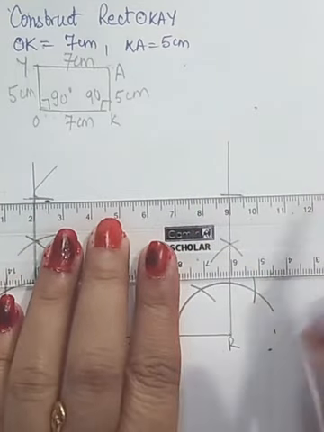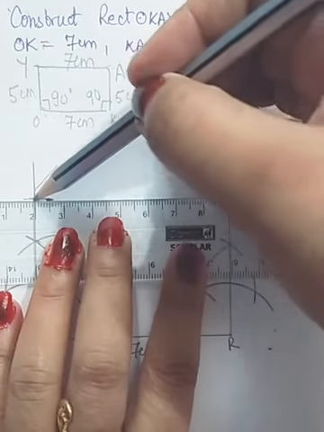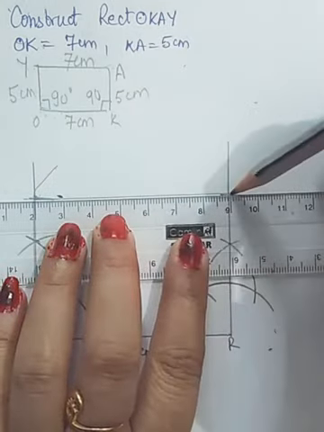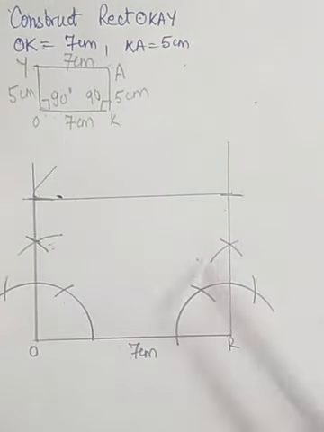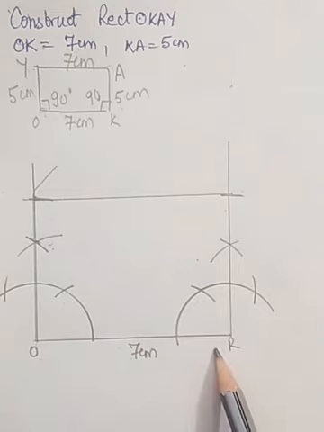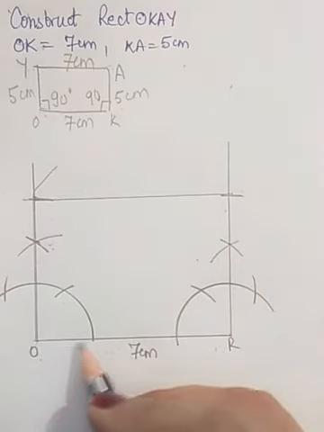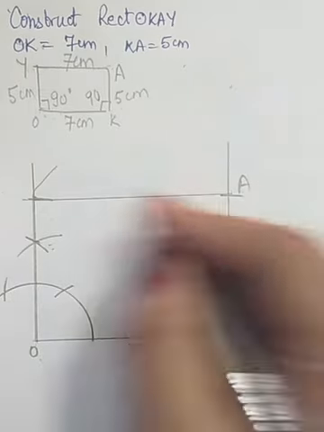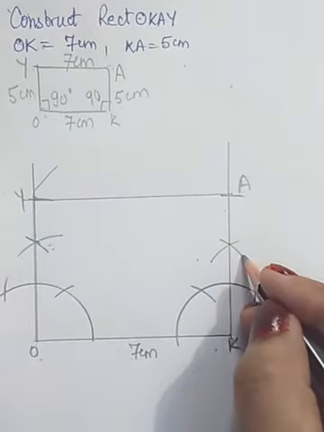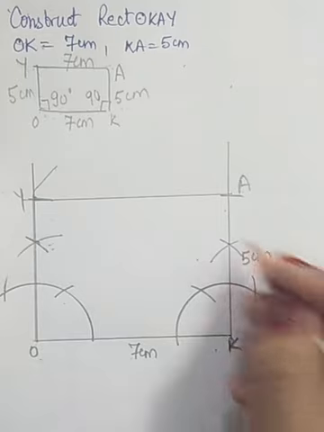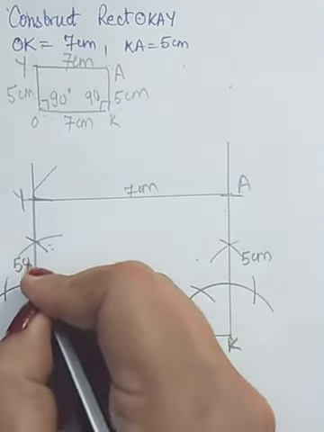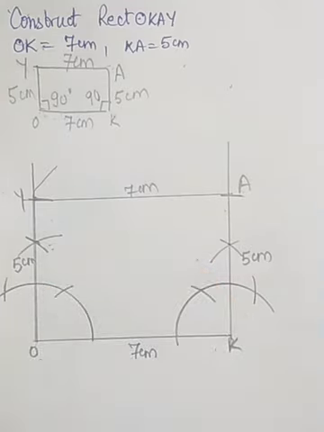I can join this, and in this way we will get a rectangle. Name it OKAY. Give the measurements. This is 5 centimeters, this is 7 centimeters, 5 centimeters. Hence done. Thank you.